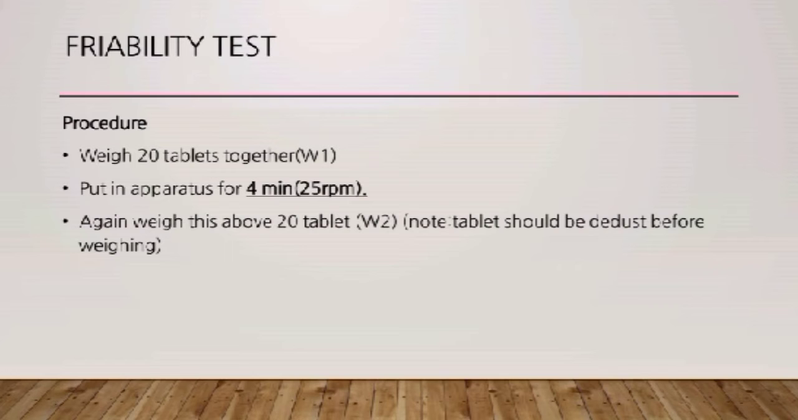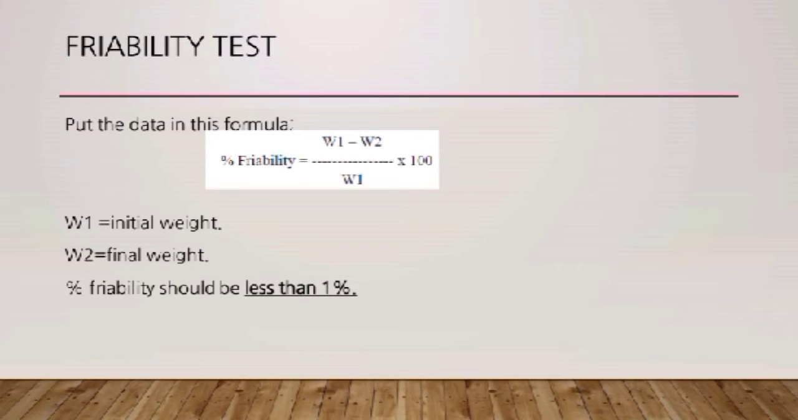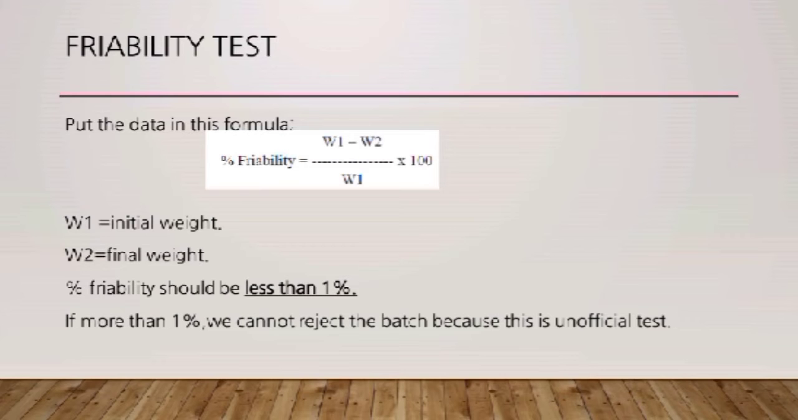Procedure: weigh 20 tablets together and name it W1. Put them in the apparatus for 4 minutes at 25 rpm and again weigh the 20 tablets and name it W2. Note that the tablets should be dedusted before weighing. The data obtained should be put in the percentage friability formula, that is W1 minus W2 upon W1 into 100. Here W1 is the initial weight and W2 is the final weight, and the percentage friability obtained should be less than 1%. If more than 1%, we cannot reject the batch because this is an unofficial test.